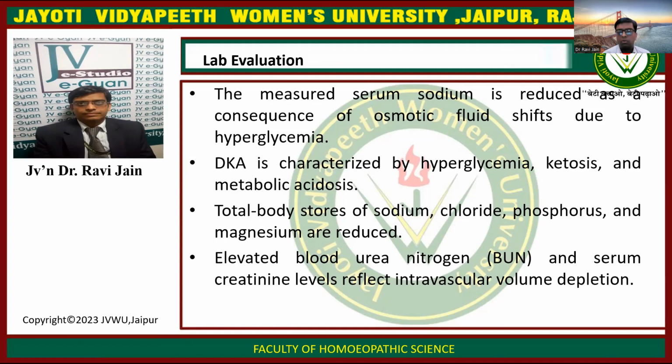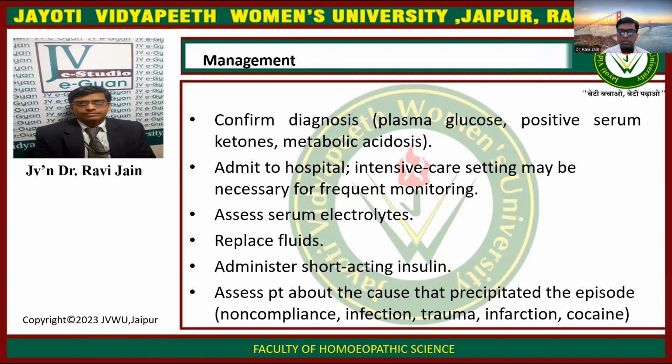Total stores of sodium, chloride, phosphorus, and magnesium are reduced. So the total levels of sodium, chloride, phosphorus, and magnesium are reduced in the body, and there is an increased level of blood urea nitrogen and serum creatinine that reflect intravascular volume depletion. Now, how to manage a case of diabetic ketoacidosis?